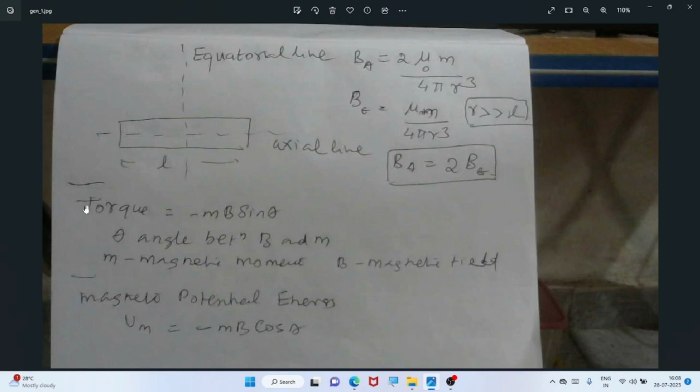Now, torque on a magnet in a magnetic field is mB sin theta, where theta is the angle between the magnetic field and the magnetic moment, and B is the magnetic field. This is the potential energy at any point in the magnetic field: magnetic moment times magnetic field times cos theta, where theta is the angle between M and B.